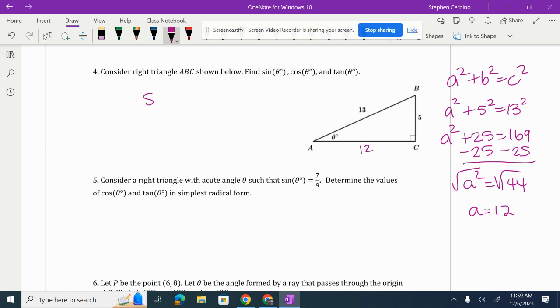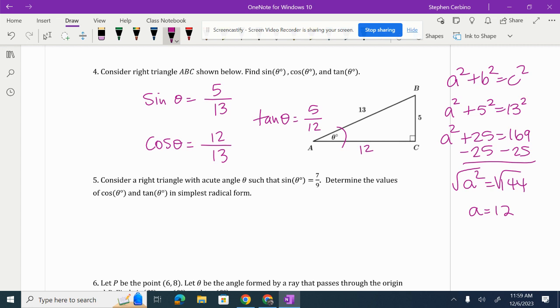So if I want to find the sine of theta, that would be the opposite side to theta, which is 5, over the hypotenuse, which is 13. The cosine of theta would be the adjacent side, 12, over the hypotenuse of 13. And the tangent of theta would be the opposite 5 over the adjacent 12. So it's really just us doing some quick Pythagorean theorem, identifying which side's which, and knowing the ratios.